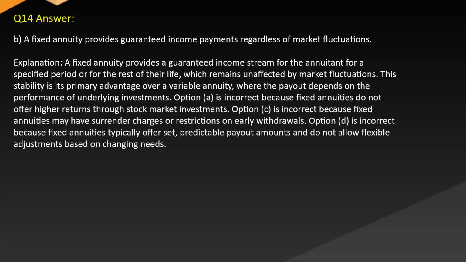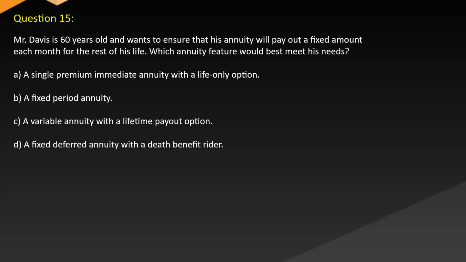Question 15. Mr. Davis is 60 years old and wants to ensure that his annuity will pay out a fixed amount each month for the rest of his life. Which annuity feature would best meet his needs? A. A single premium immediate annuity with a life-only option. B. A fixed period annuity. C. A variable annuity with a lifetime payout option. D. A fixed deferred annuity with a death benefit rider.